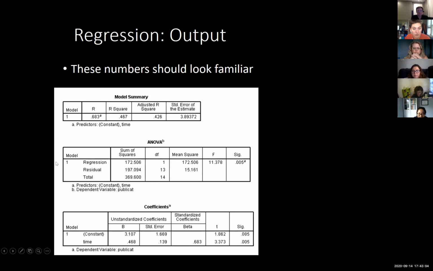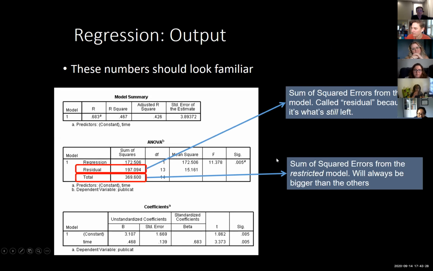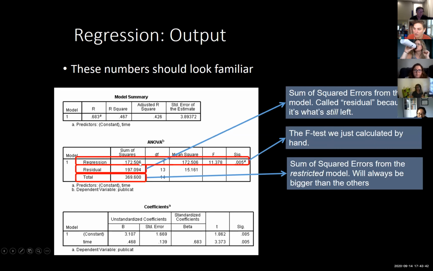So here is an output from SPSS, which you'll get more familiar with tomorrow in your lab. And I'll show you where you find those numbers. Look at that, 197. That's from our full model. They call it residual in SPSS because it is about how much residual is still left in your regression model when you're done with all your full model. This right here, 369, you might remember as the number from the restricted model. This is always going to be the biggest model because you've done the worst job at predicting the outcome. And then this one right here is the difference between the restricted and the full model.